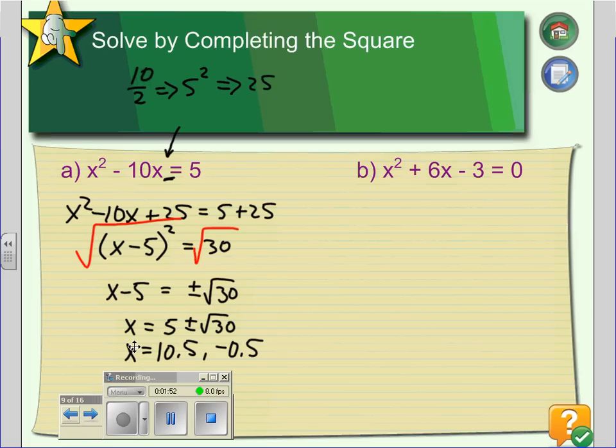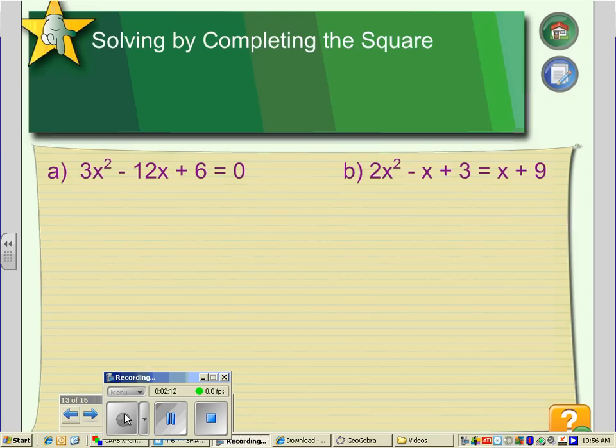Okay, for part B over here, we're going to need to move the 3 to the other side of the equation. So we have x squared plus 6x equals 3. You go ahead and complete the square here and solve it, and hit pause while you do that. Hit play when you're ready to go on.